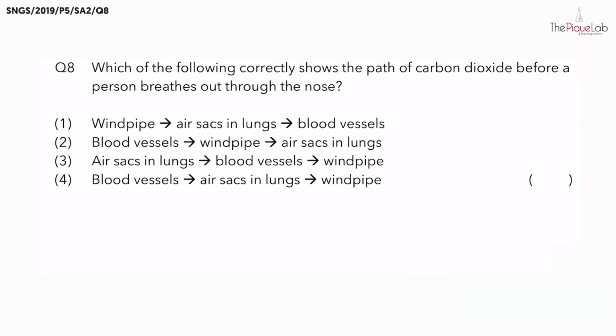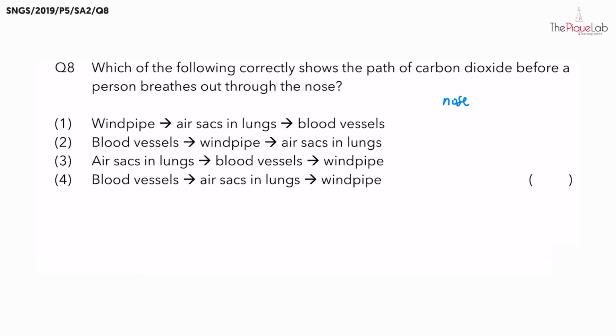Question 8. Which of the following correctly shows the path of carbon dioxide before a person breathes out through the nose? Before we talk about breathing out, let's discuss breathing in. How does air enter the body? Air enters the body through the nose.